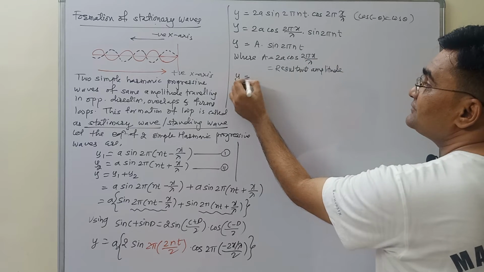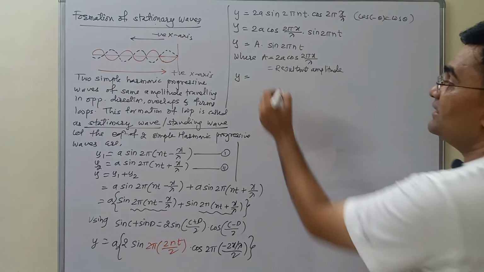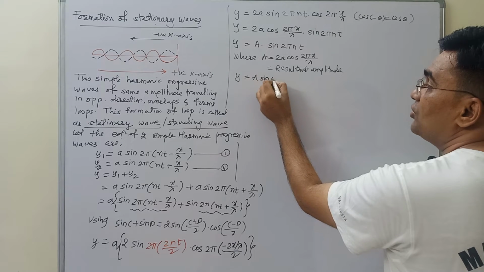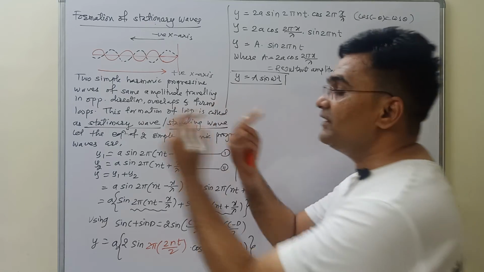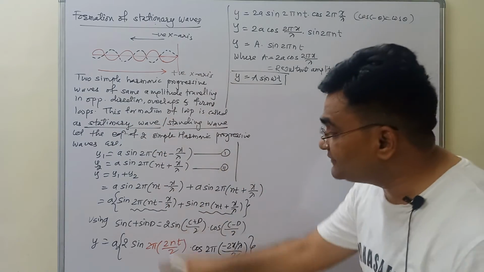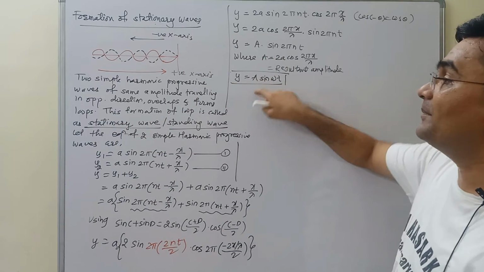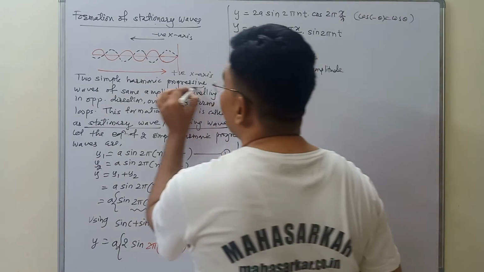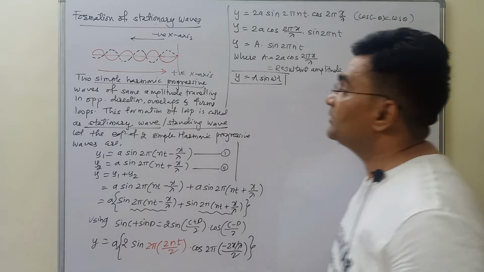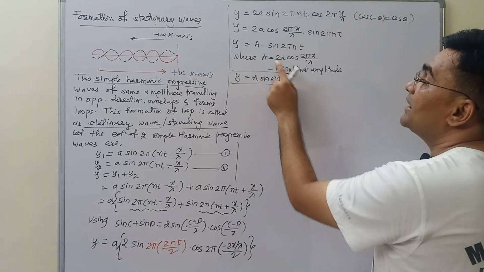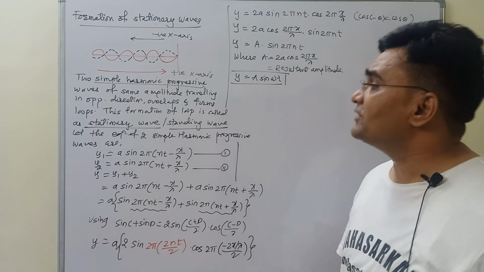So we can say the equation is A sin omega t. If two waves traveling in the opposite direction overlap, then mathematically their overlapping, if they are simple harmonic waves, gives a resultant wave that is also a simple harmonic progressive wave, where A is the amplitude of that wave.